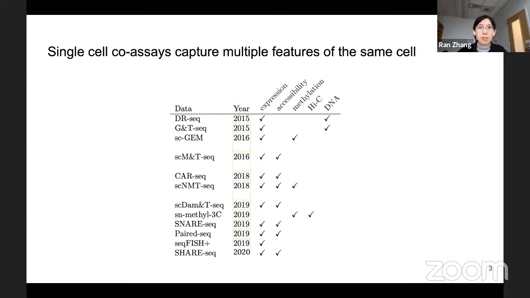And this idea is made feasible by the emergence of single-cell co-assay data in recent years. Here, based on a preliminary survey of the co-assay data in the previous years, a specific cell has more than one modality measured. So we decided to focus on the co-assay between gene expression and DNA accessibility, since this type of co-assay data is currently most prevalent.